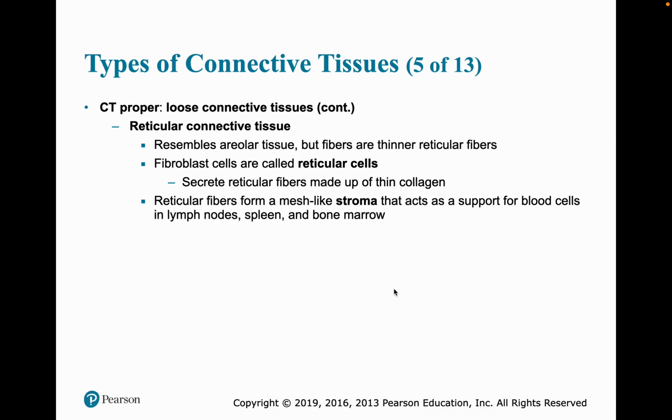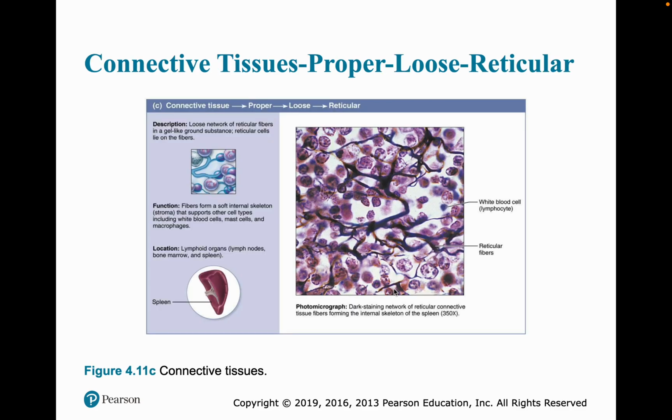The reticular connective tissue looks a lot like areolar tissue, but the fibers are thinner: reticular fibers as opposed to collagen fibers. Fibroblasts are called reticular cells. They secrete reticular fibers, a thin form of collagen. They're going to form structures like a mesh-like stroma that supports blood cells. We're going to see a lot of reticular tissue in lymph nodes, spleen, and bone marrow, where our immune system is very active, in some cases developing, in some cases doing what it's supposed to do. That's where we mostly see reticular tissue. And here is a sample from the spleen.